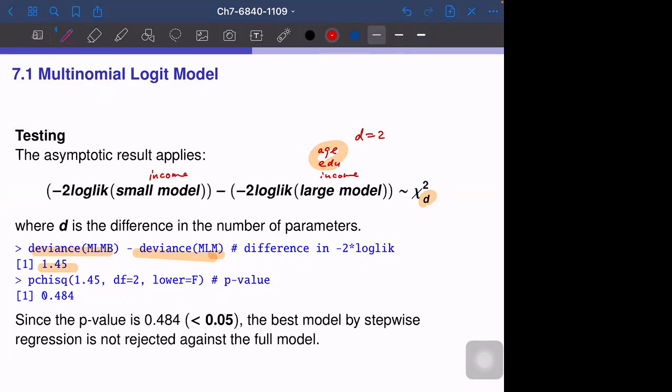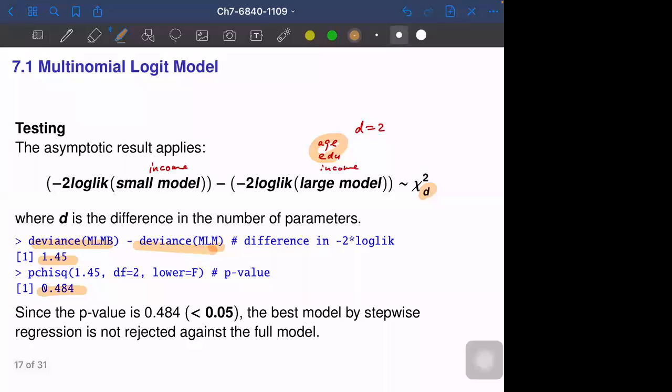And the chi-square distribution with df 2 has an expectation of 2. So 1.45 isn't really an extreme value, isn't really a large value. So we can expect that the p-value isn't significant. The p-value is actually 0.484. So probably it's not necessary. So the model only with income is not rejected against the full model.